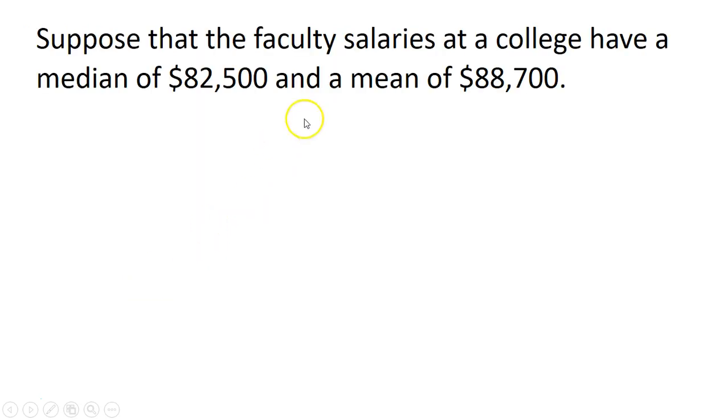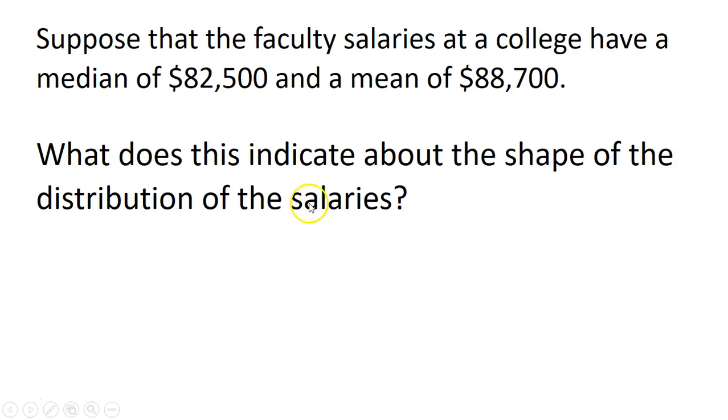So take a look at an example. Suppose that the faculty salaries at a college have a median of $82,500 and a mean of $88,700. So you're trying to guess about the data, right? Do you think it's normal? Do you think it's skewed? How do you think it is? So, with the mean higher, which means this way, I'm going to guess, just by seeing that, maybe it's skewed a little to the right with the median lower. That would be my guess. Now, I could be wrong, but the shape, that's what I'm implying.